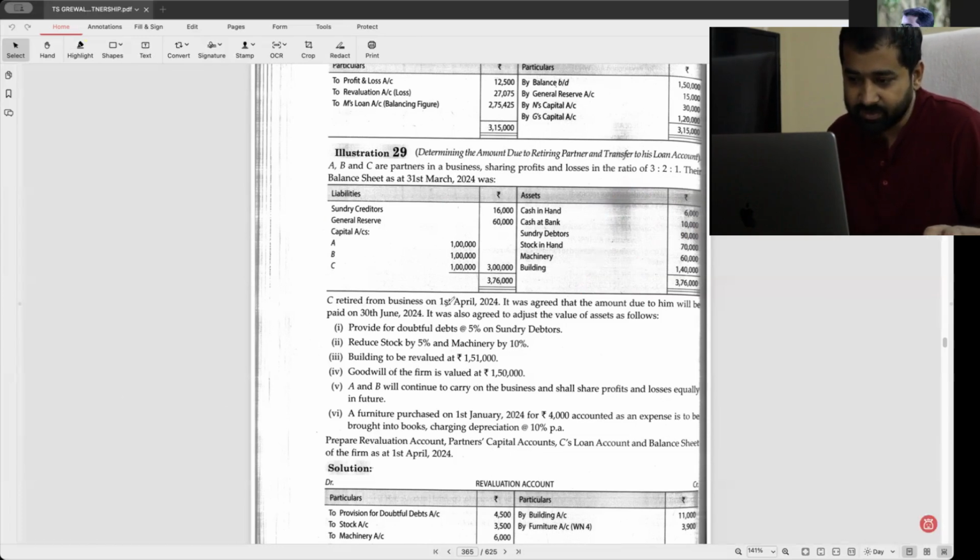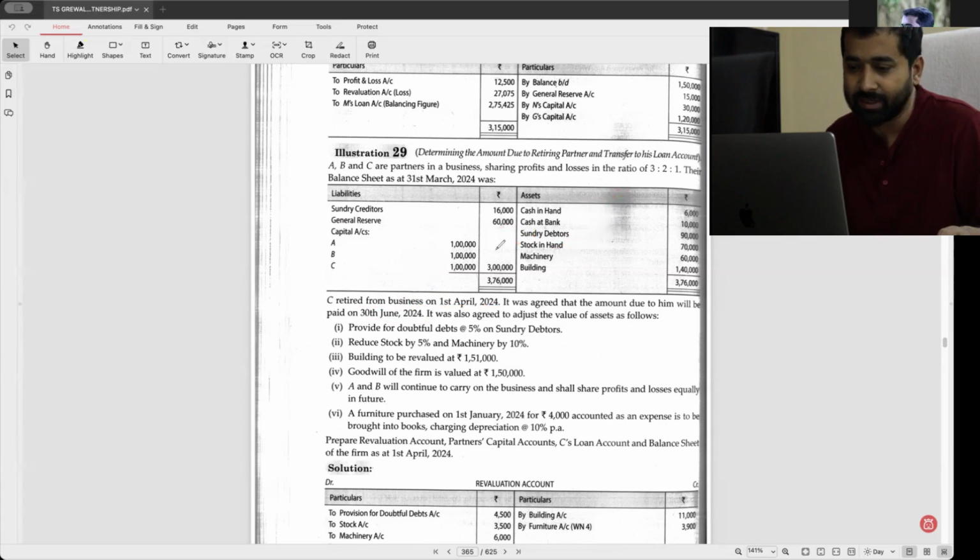Now I'm coming to the next point. C retires from business on 1st April 2024. It was agreed that the amount due to him will be paid on 30th June 2024. That means at the moment the person retired, the firm did not pay that money. If the firm paid that money directly, we could write to bank account, the payment the firm has done.